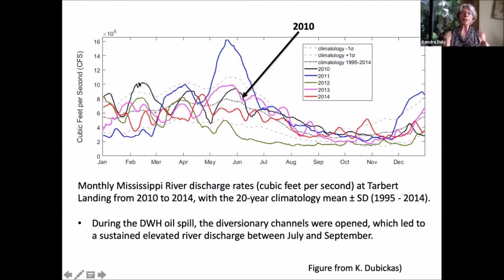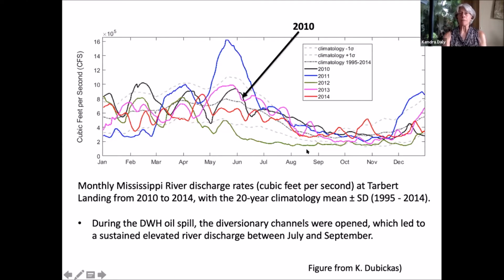The black line is for 2010. There was high river flow in 2010 that actually led to an early phytoplankton bloom in this region. And then once they opened the diversionary channels, there was high flow that was extended through summer into fall, which was unusual. You can see this large peak in spring of 2011. Many of you will remember there was a lot of flooding along the Mississippi River. The National Guard had to come out, rescue people, entire towns were flooded. It was a really bad situation. But it didn't last that long.